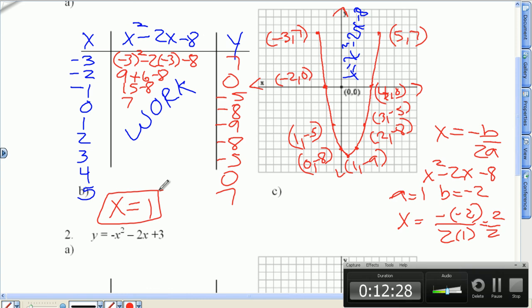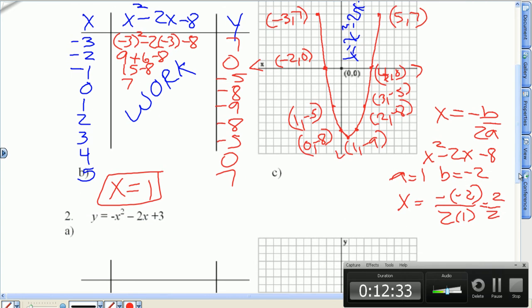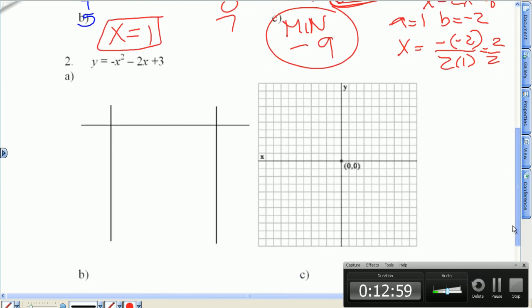Last but not least, we are asked to find the max or min. Well, look at the turning point is right here. Okay? You see it's going down, it starts going back up. You'll notice the axis of symmetry is x equals the x coordinate of that point. That happens every time. The minimum for this is the y coordinate of the turning point. So the minimum is -9, and the problem is done. And that's how you do it. Moving on to our next example.